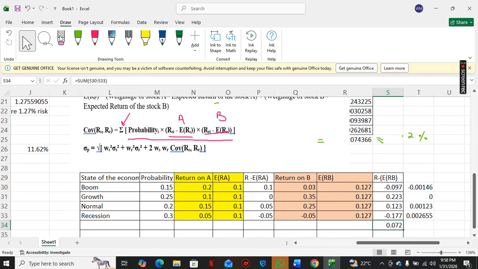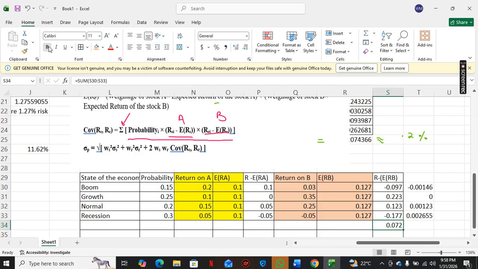So now this is how we interpret this covariance here. This is 0.072, which is the same as 7.2%. So it means investment A and investment B have a positive covariance. What that's telling us is they tend to move in the same direction. If the economy is doing well, the financial markets are doing well, both will go up. If the economy is doing badly, both investments are going to go down.